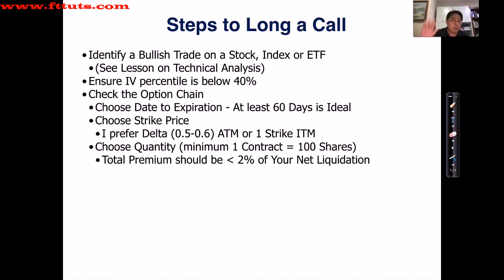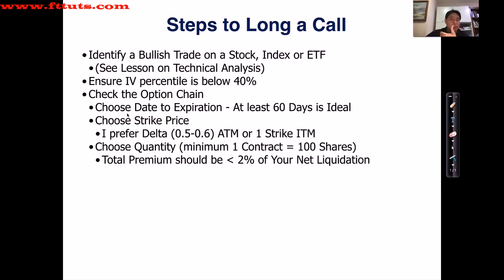So once you click on the option chain, for example, if you're trading Facebook, look at the option chain. The first thing is to choose which date to expiration, which option are you selecting. So we ideally want to select an option with at least 60 days to expiration. And the reason is when you buy a call or buy a put for that matter, you like to exit the option at least 30 days before expiration.